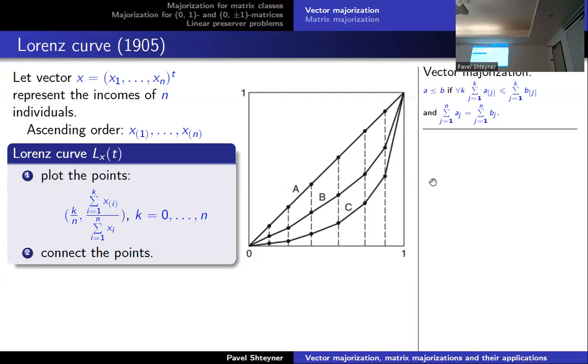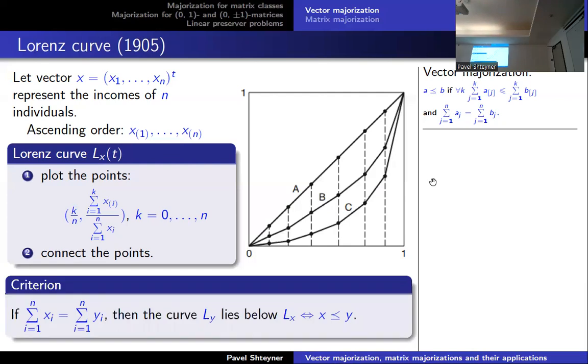And we connect the points by line segments. Here you can see the Lorenz curve. Lorenz curve A represents the uniform distribution. If all coordinates of x are equal, then the Lorenz curve is just a straight line. In every other case, it's a curve that connects the origin to the point (1, 1). The interpretation is: the more it bends, the less equal the distribution. And this is equivalent in some sense to vector majorization. If we have vectors with the same sums of components, then the Lorenz curve for y lies below the Lorenz curve for x if and only if x is majorized by y.